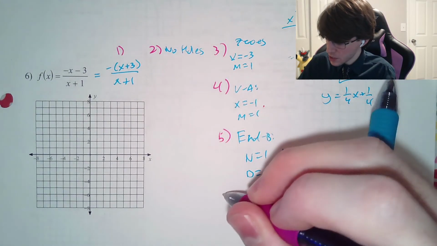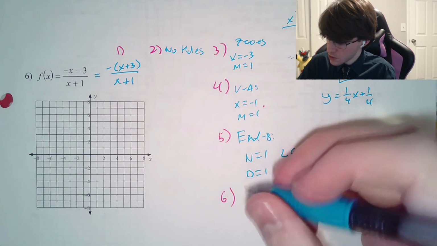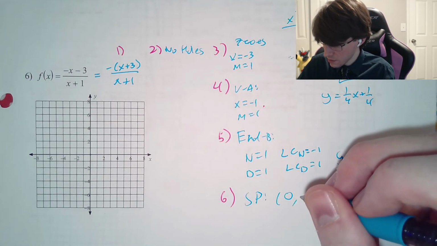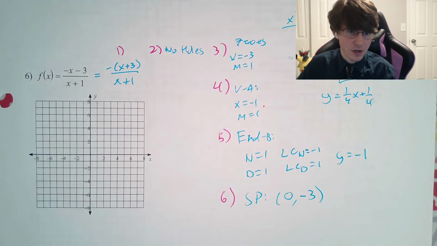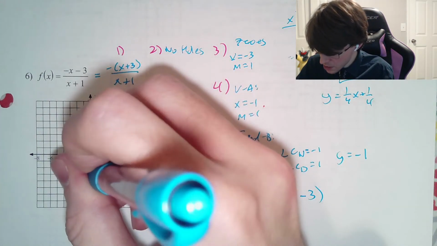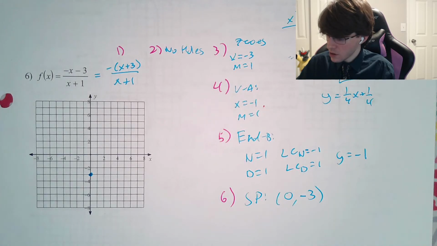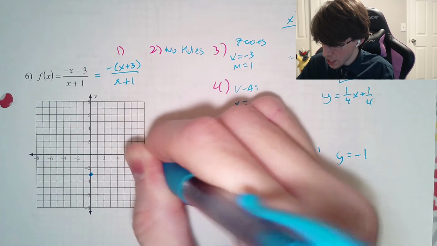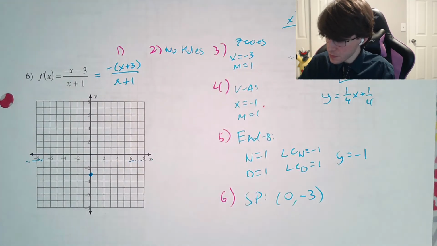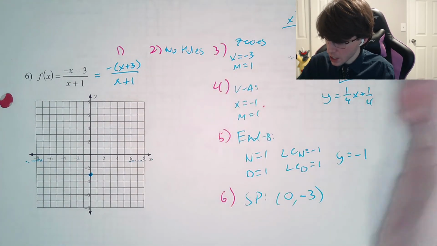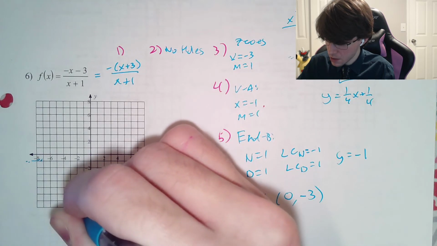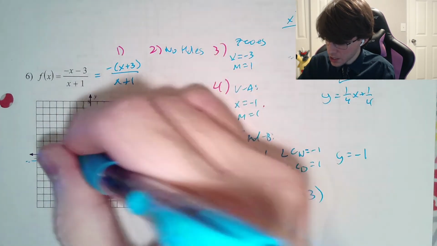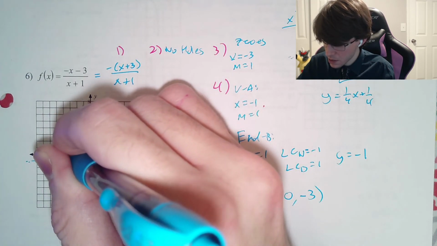And for our starting point, definitely just plug in 0. And if you do plug in 0 for a starting point, you get 0, comma, looks like -3. So we have 0, comma, -3 to begin. We have our end behavior of y is equal to -1, which we graph towards the end of the graph. We have a vertical asymptote at x is equal to -1. We have a 0 at x is equal to -3.